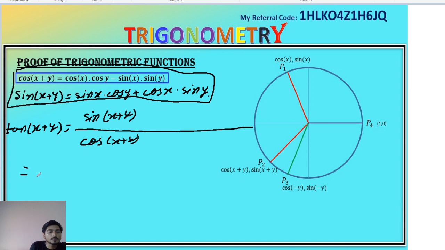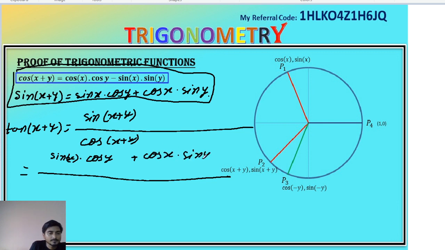If I put both the expanded forms in this, what would I get? Sin x into cos y plus cos x into sin y, divided by cos x cos y minus sin x sin y. Is it clear or not? Now if I divide this complete thing by cos x cos y, then easily all of these will get converted in terms of tan.